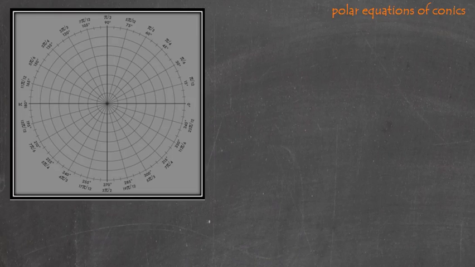So it looks like we're about to do some graphing. In fact, we want to write the equation in polar form and sketch the graph of the conic with the following characteristics. E equals 1/3, and it has vertices at (-2, 0) and at (4, 0).